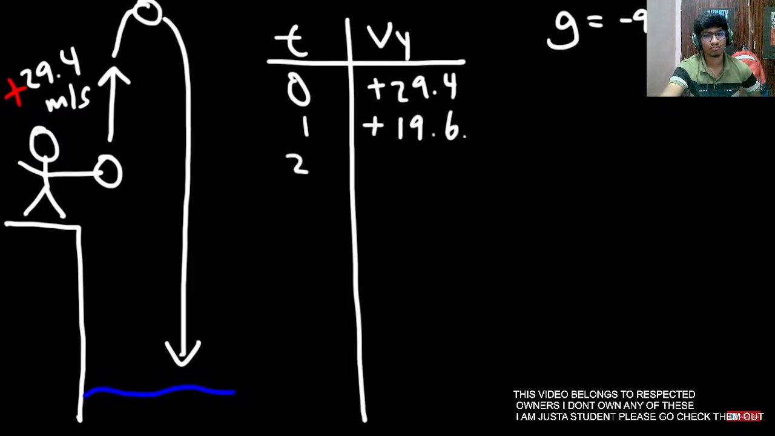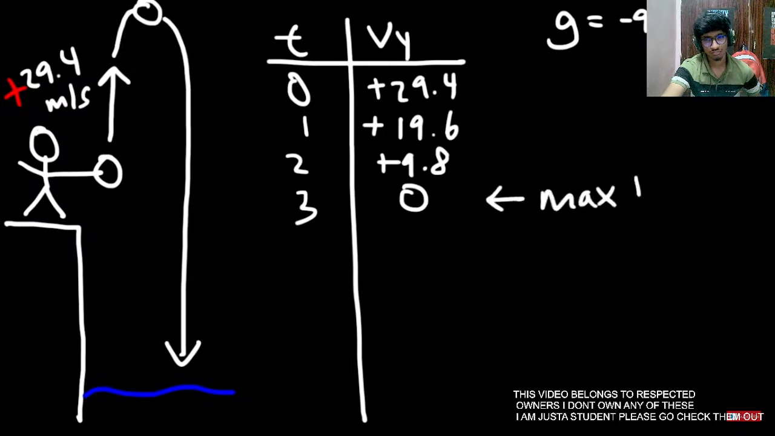2 seconds later, we need to decrease this again by 9.8. So it's going to be positive 9.8. 3 seconds later, it's going to be 0. So when the vertical velocity is 0, that means it's no longer going up anymore, and it's not going down yet. It has reached its maximum height. So it took 3 seconds to get to its maximum height.